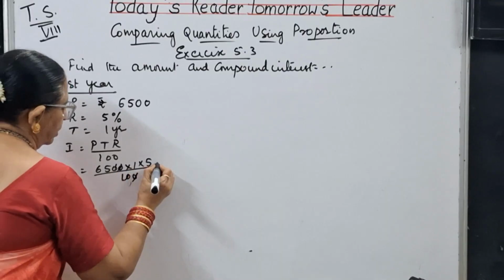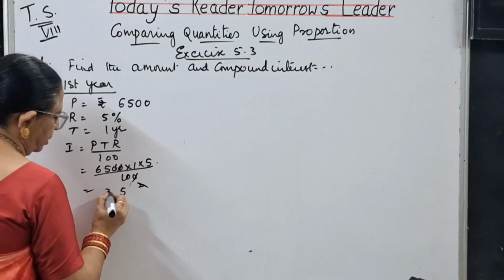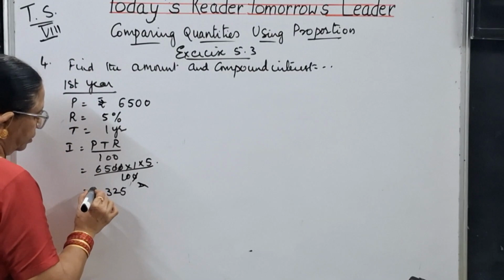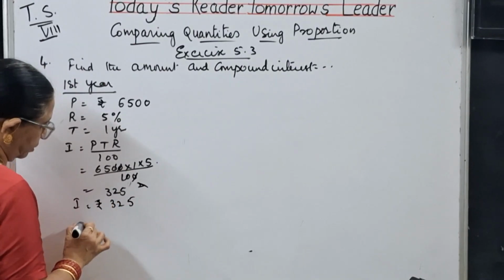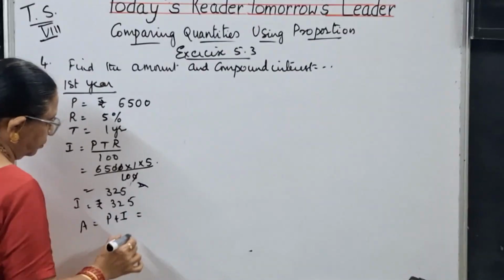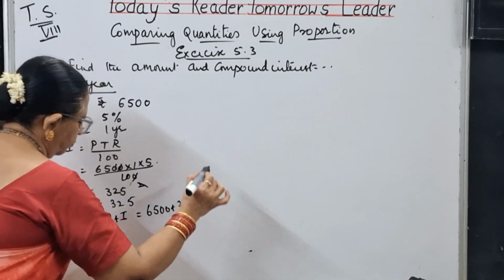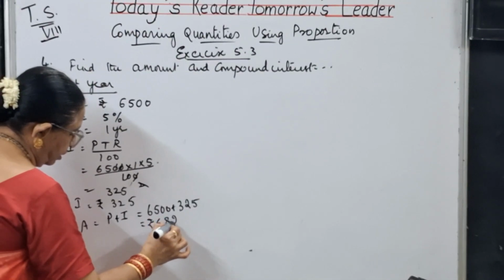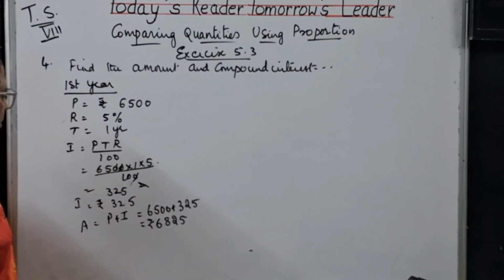So 2 zeros will get cancelled. So how much will be getting? 5 5s are 25, 5 2s are 10, 3, 32. So I is equal to rupees 325. So what is amount, children? Amount is P plus I. That is equal to P is 6,500 plus 325. So this becomes rupees 6,825. This much amount has occurred for the first year.